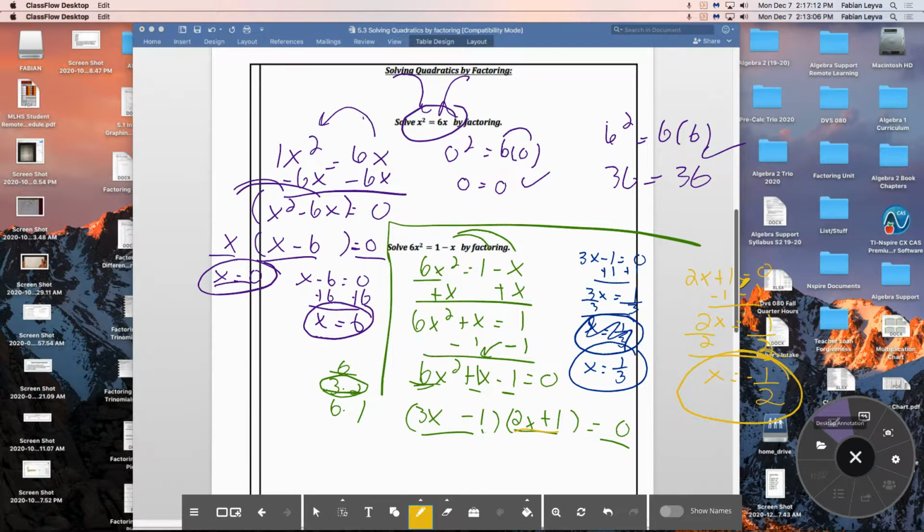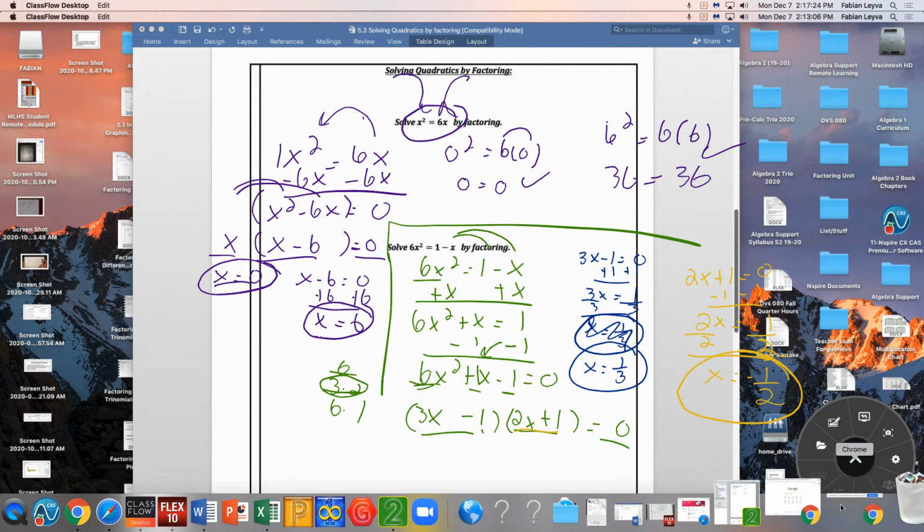And that's it. That is how you solve by factoring. My general idea would be that if you have a quadratic, you solve it by factoring for now. In order to solve it by factoring, you need to have it equal to 0 because you need to be able to use the 0 property.